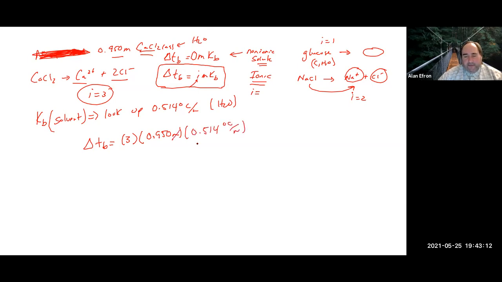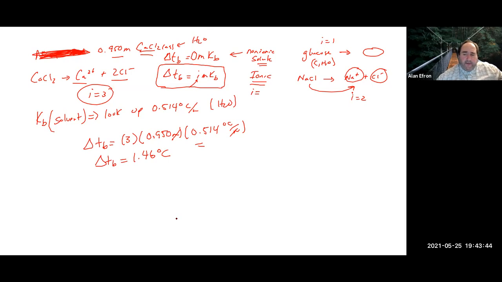Molalities would cancel, and we would end up with, in this made up example here, 3 times 0.950 times 0.514, and actually I should punch it in right, times 0.514. There we go. And that gives us a change in the boiling point temperature of 1.46 degrees Celsius, if I punch that in right. Just to make sure.